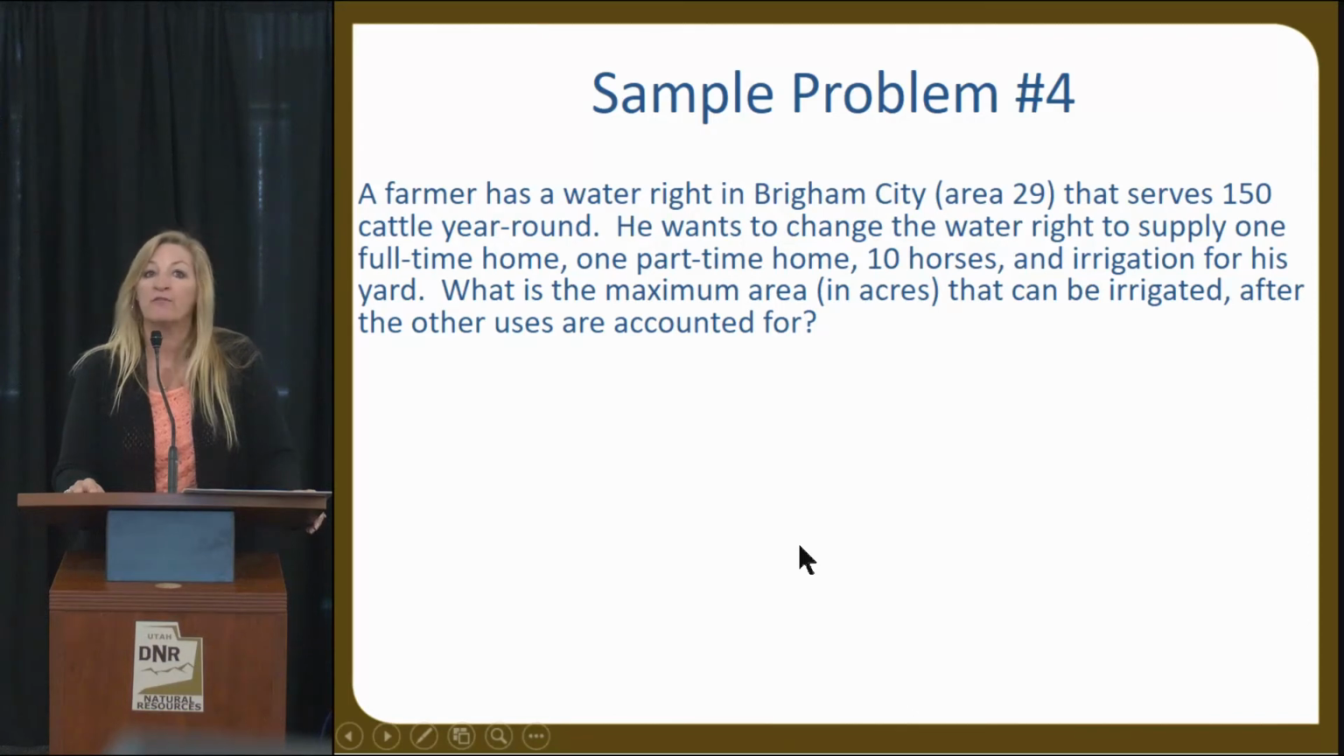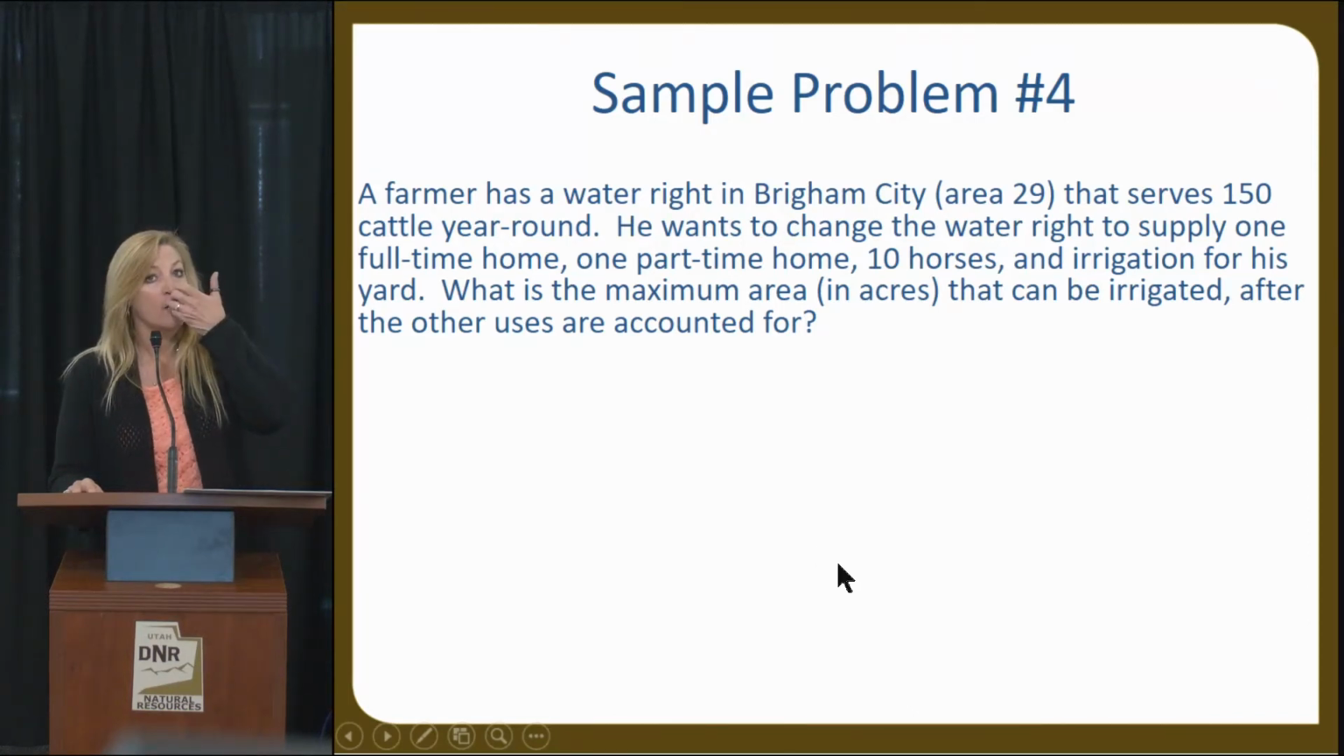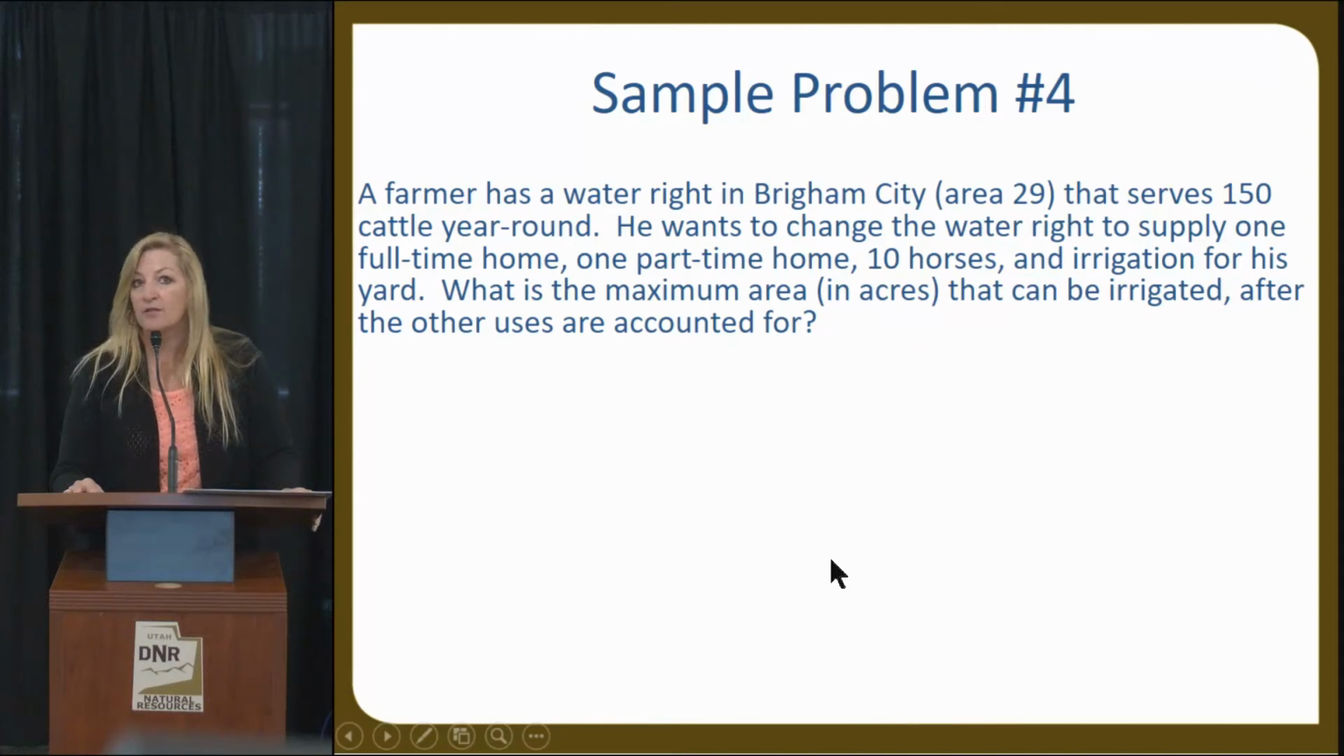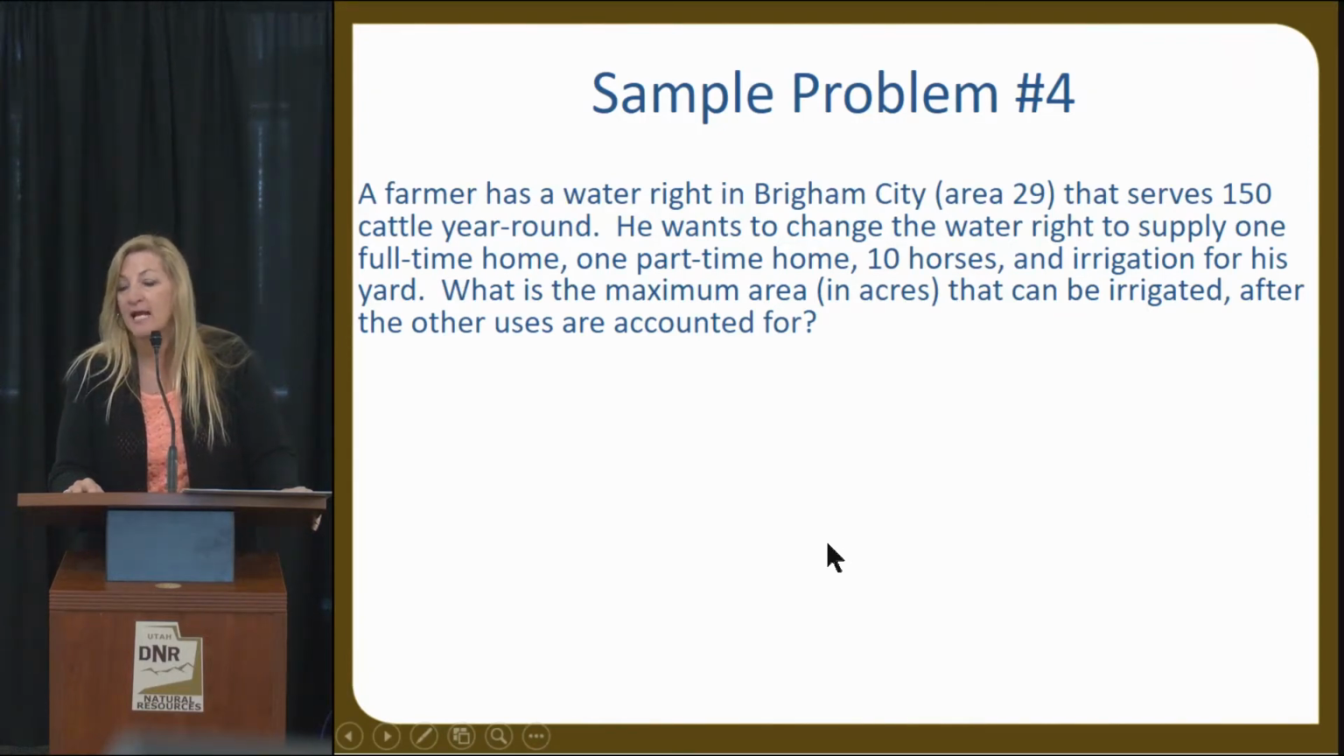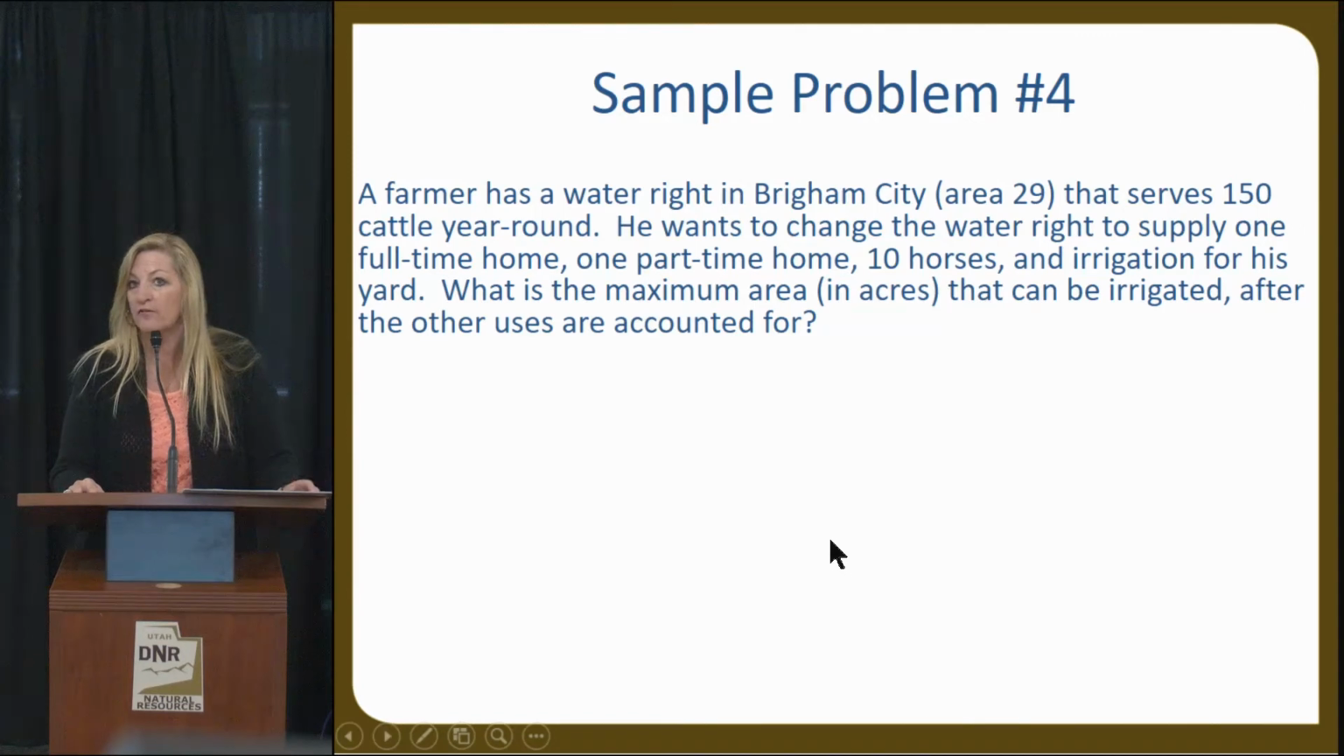Okay. Number 4, say a farmer has a water right in Brigham City that serves 150 cattle year-round. He wants to change the water rights to supply 1 full-time home, 1 part-time home. He wants to keep 10 horses, and he wants to use the rest of the water for irrigation. So what we have to do here is figure out, okay, how much water does he have left, and how much irrigation can he have on that amount of water left?